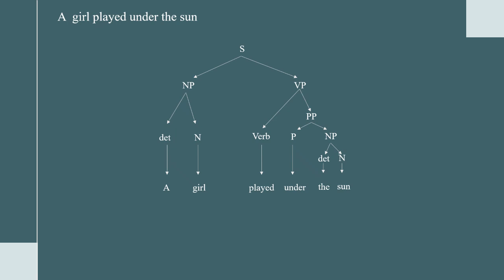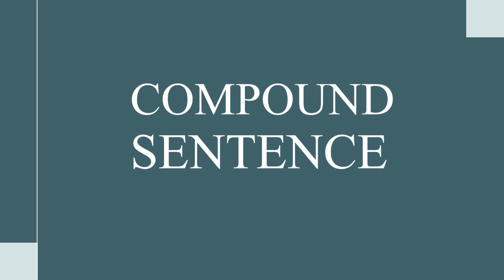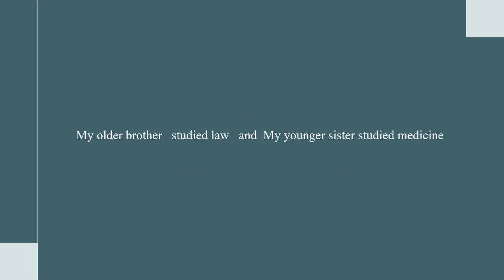So we are done with a simple sentence. Now let's have a compound sentence. A compound sentence contains two or more sentences joined by a comma or conjunction. I have here an example: my older brother studied law and my younger sister studied medicine.